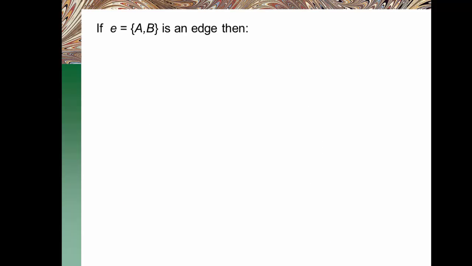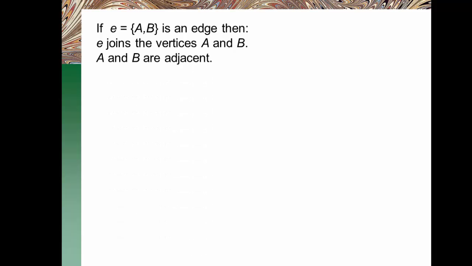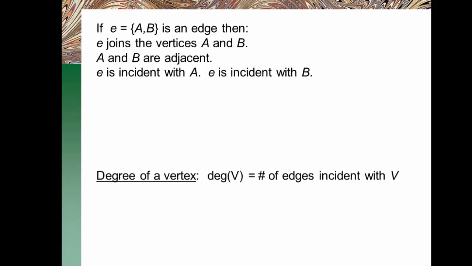Here are more definitions. Here's the edge AB again. Now, lowercase e here represents edge AB. If e joins the vertices A and B, we say that A and B are adjacent. We also say that edge e is incident with A, and edge e is also incident with B.